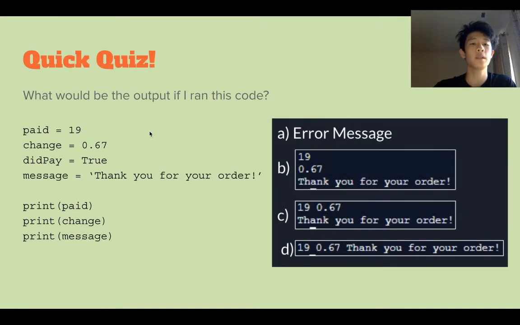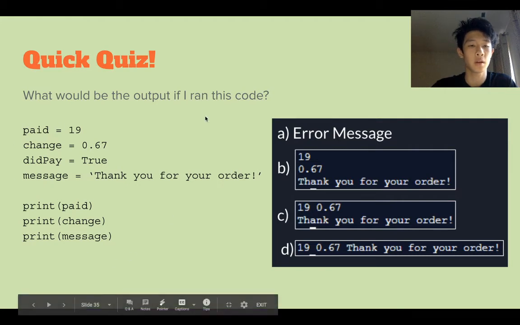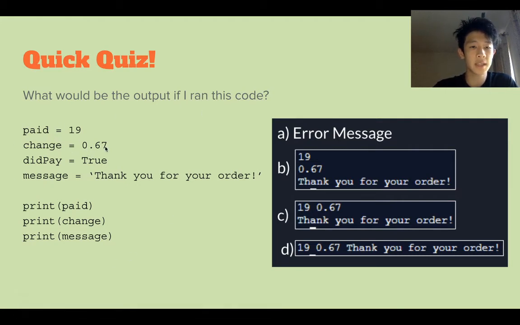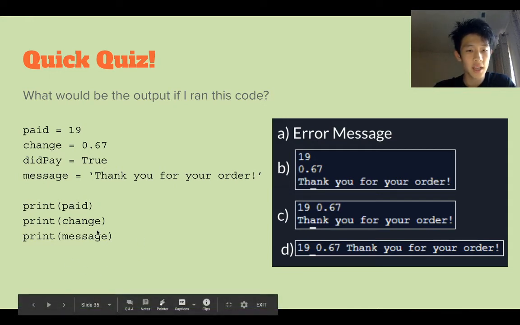All right, so we have a quick quiz here. What would be the output if I ran this code? Let's look at this code. paid equals 19, change equals 0.67, did_pay equals true, and message equals "Thank you for your order." These are the 4 variables we defined earlier as well, but they're defined in this code here. And now we're printing paid, change, and message.